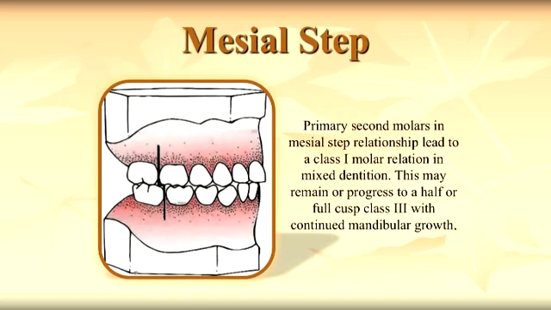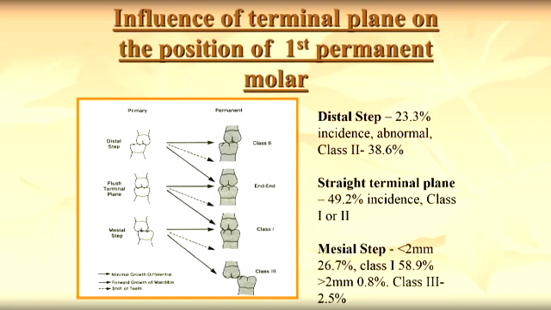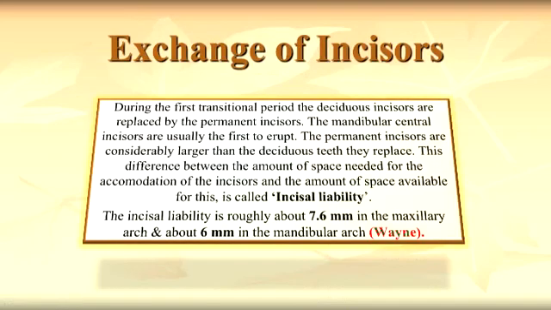Mesial step: the primary second molars in a mesial step relation lead to the class 1 molar relationship in the mixed dentition. This may remain or progress to half or full class 3, with continuous mandibular growth. The influence of the terminal plane on the position of the first permanent molar can be seen here. It can develop to class 1, class 2 or class 3, according to the percentages concluded from the literature. Exchange of the incisors.